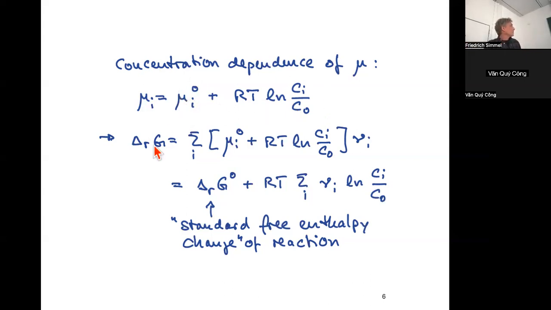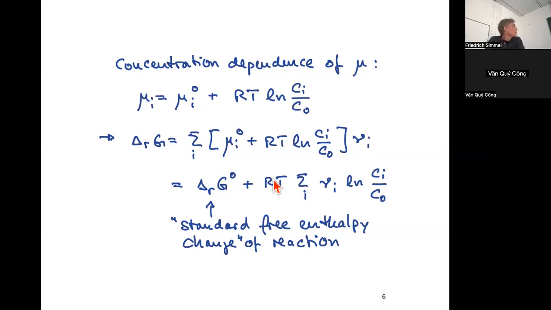And with this expression, you can rewrite the delta RG like this here. So now you sum over these quantities, and you see that the first part of it, the sum over the mu I 0 times nu I, gives you some kind of standard value. That's the so-called standard free enthalpy of the reaction. And the rest of the expression gives you this here.